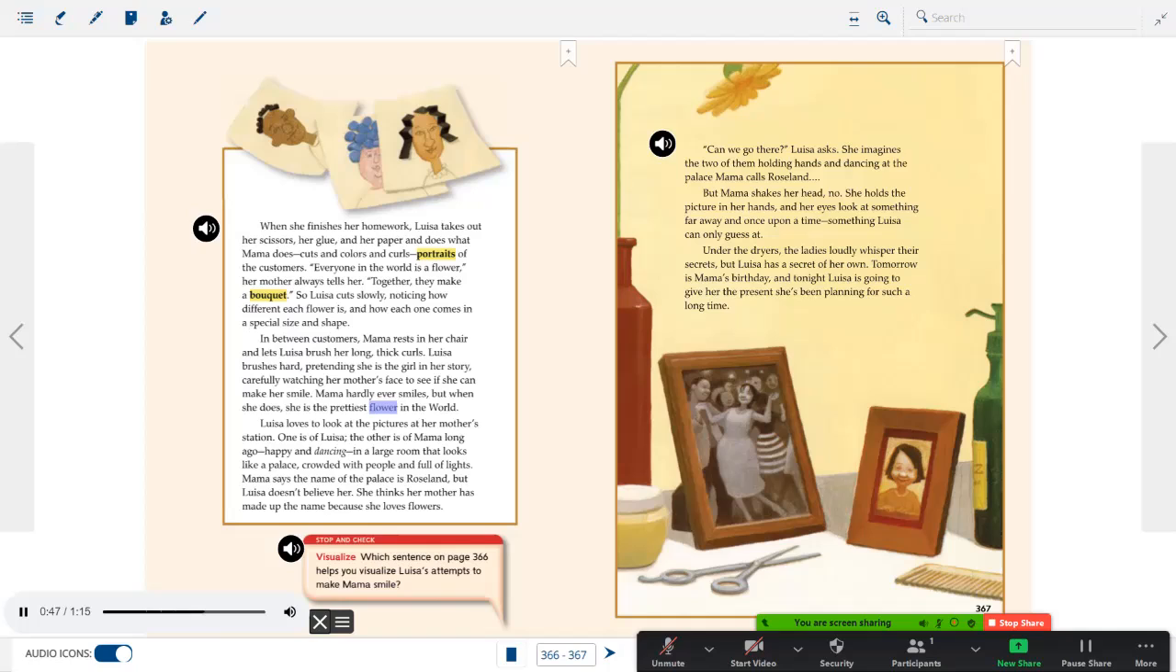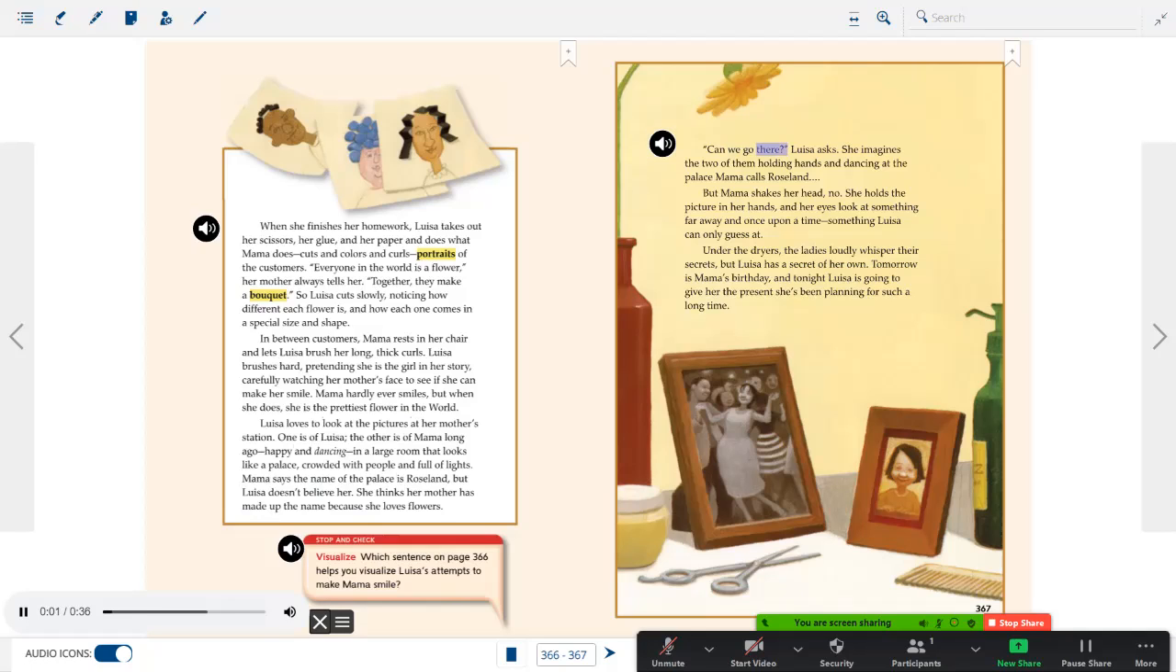She is the prettiest flower in the world. Louisa loves to look at the pictures at her mother's station. One is of Louisa. The other is of Mama long ago, happy and dancing, in a large room that looks like a palace, crowded with people and full of lights. Mama says the name of the palace is Roseland, but Louisa doesn't believe her. She thinks her mother has made up the name because she loves flowers.